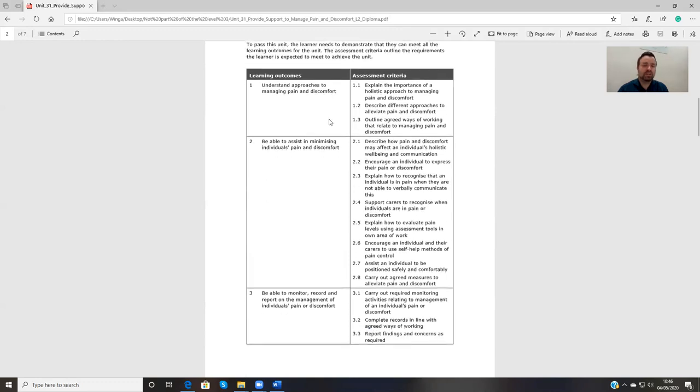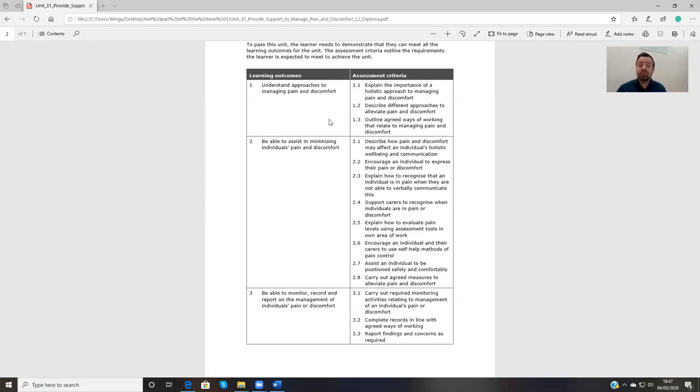So let's look at learning outcomes. So 1, we need to understand the approaches for managing pain and discomfort. 1.1, the assessment criteria, wants you to explain the importance of holistic approaches in managing pain. So the holistic approach is simple. We should be checking people from head to toe. We need to be checking their physical and psychological well-being. And that takes skill. It takes time for us to really step back and look at what we're doing.